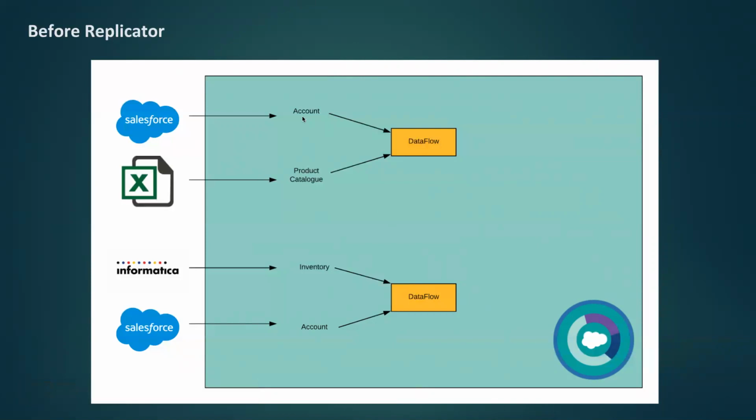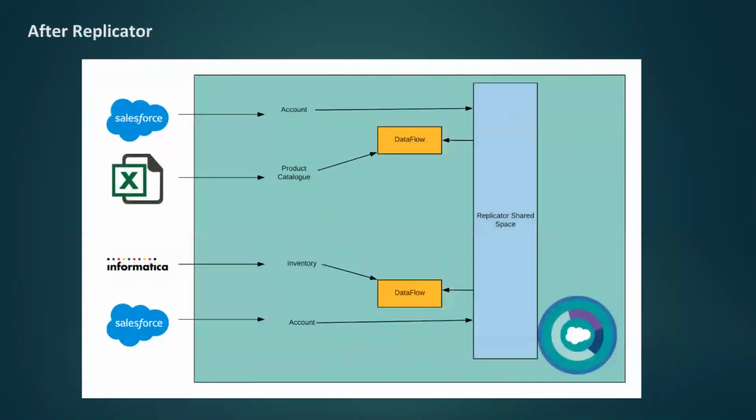Let's say Salesforce account is coming. In the typical case, if we don't have data replicator, your data flow will always fetch account again and again, and you can imagine it would be slower. Now, the account object already exists in Salesforce. Don't you think that this diagram would make more sense?